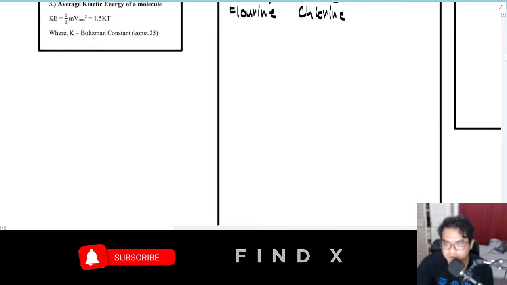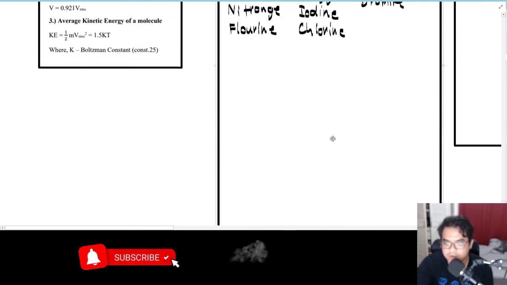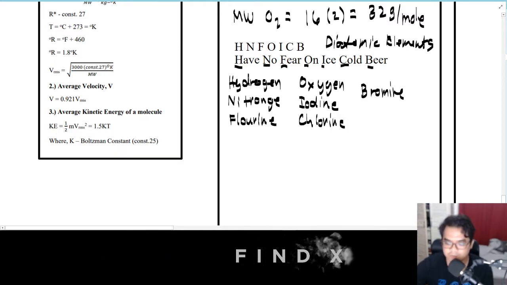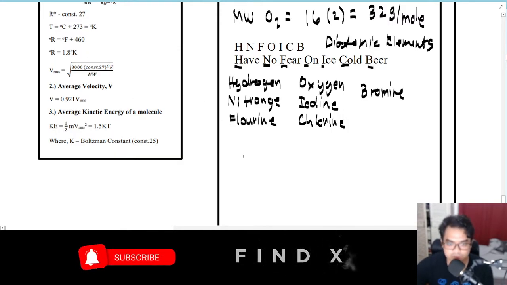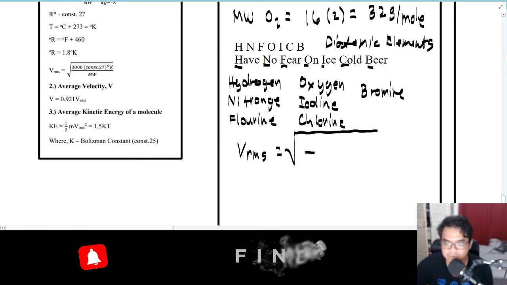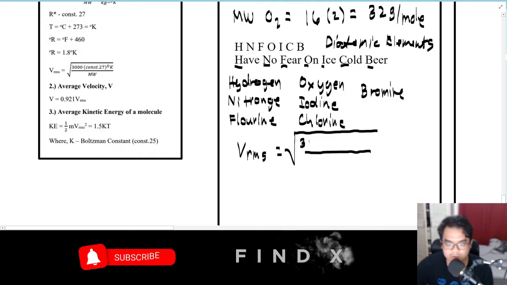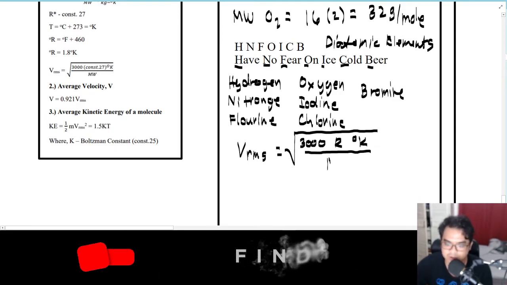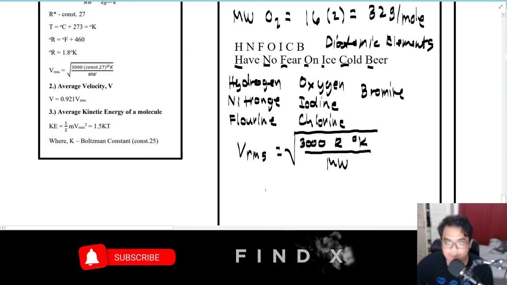Let me just extend this one. So using the formula, which is the VRMS is equal to the square root of 3000 R, or the constant 27 times K. So that is the temperature and the molecular weight.